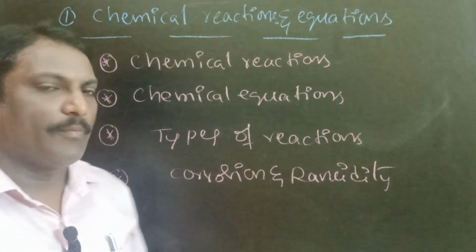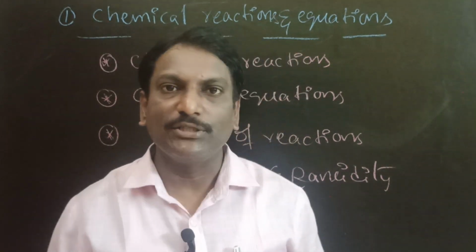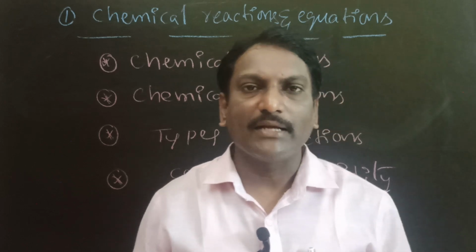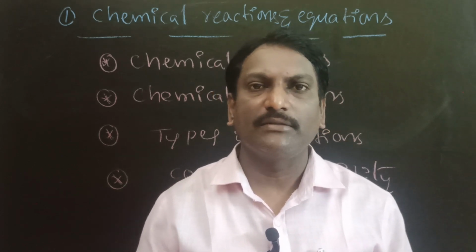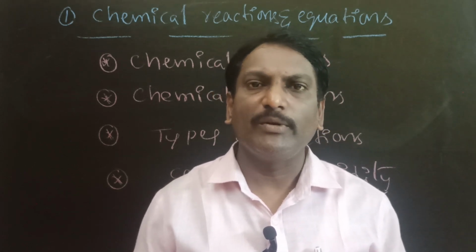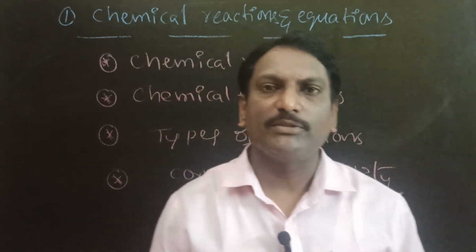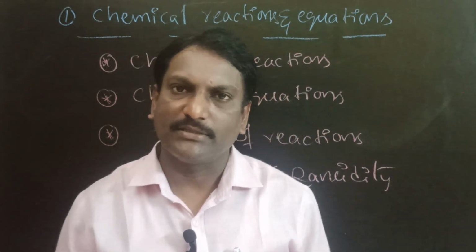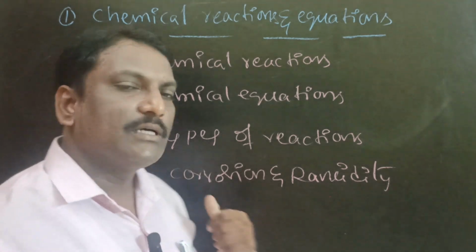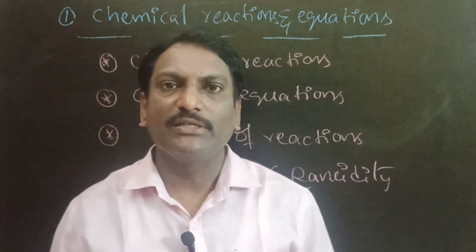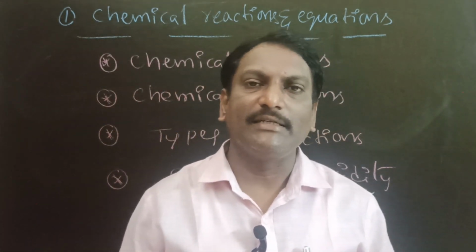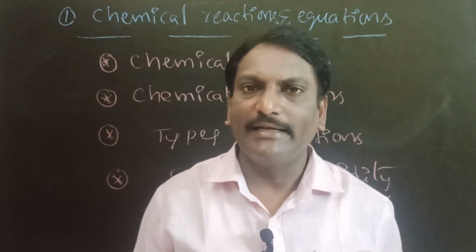Next, topic number 3, types of reaction. In this one, how many types of reactions are there, like combination reaction, decomposition reaction, displacement reaction, double displacement reaction, redox reaction. So the last one is corrosion. In case of corrosion, rusting of iron and rancidity, all these we are going to discuss in detail.